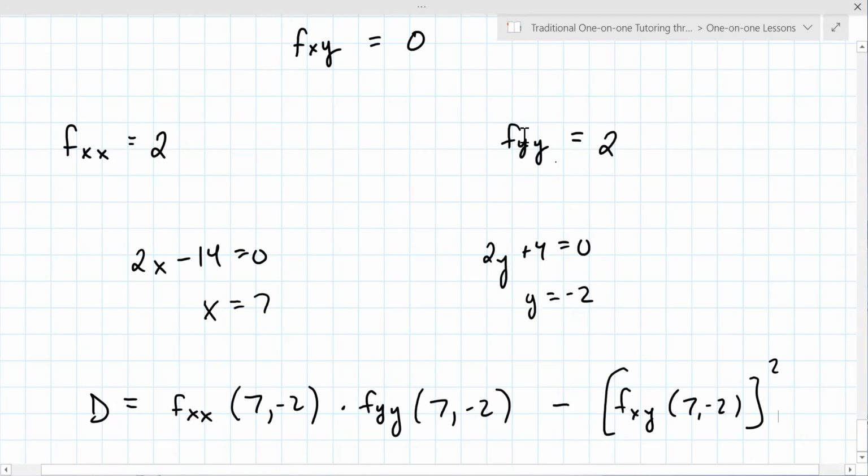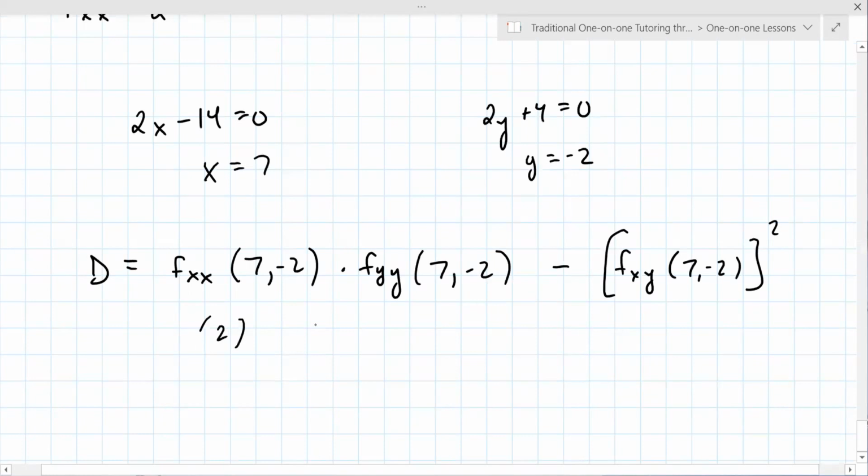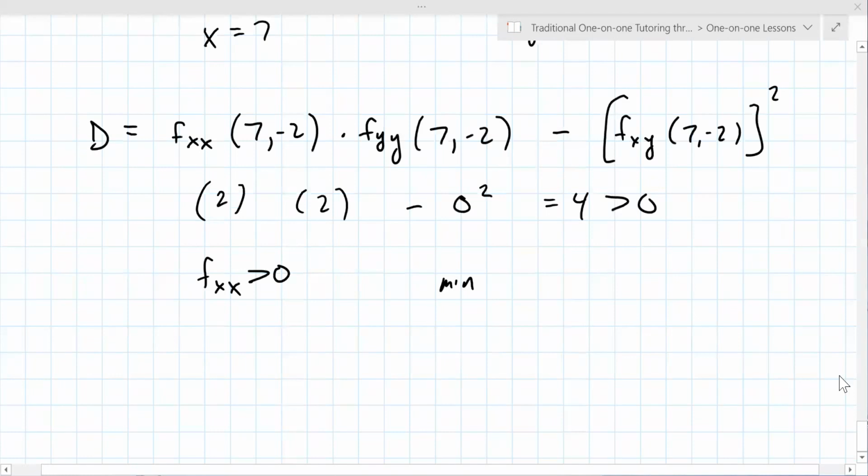Fxx is 2, it's always 2. Fyy is always 2. Fxy is 0. So we don't have to actually evaluate anything. It's 2 times 2 minus 0 squared, so it just equals 4, which is greater than 0, and fxx is 2, so it's greater than 0. So we know that this is another min again. I'm a little shocked that we haven't seen one with a max yet.